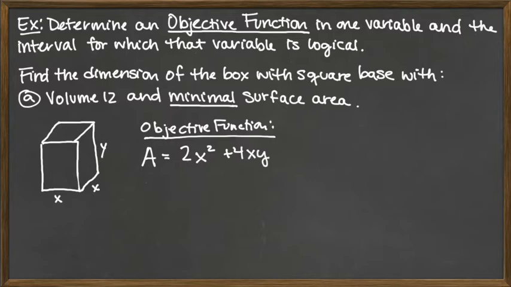So we have an objective function there: area equals 2x squared plus 4xy. And our problem there is we've got two variables. And to be able to do calculus 1 here, we want to optimize this function over one variable over the interval for that variable. And right now we have two.